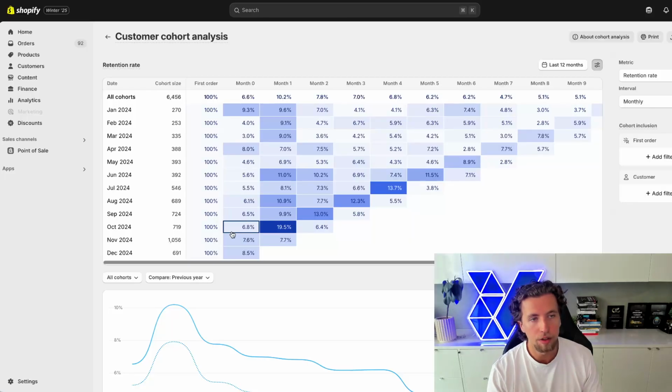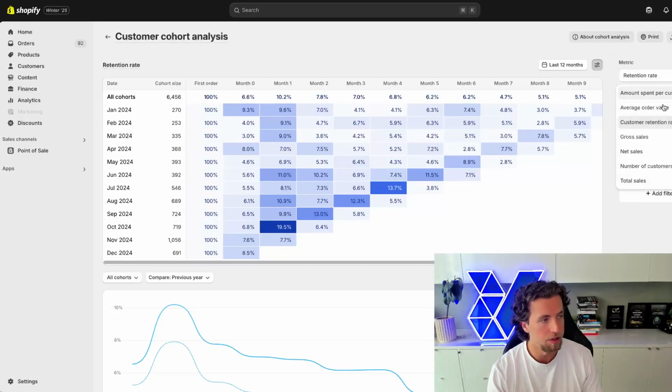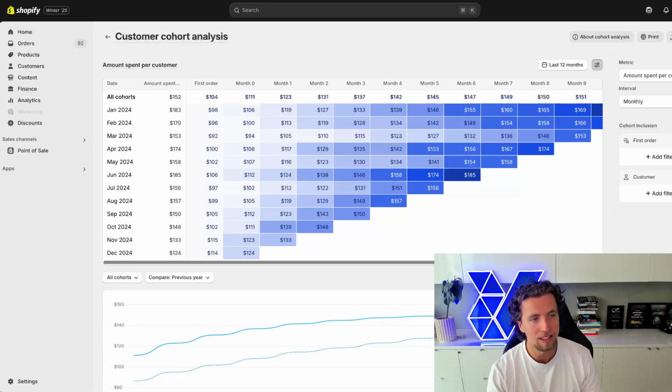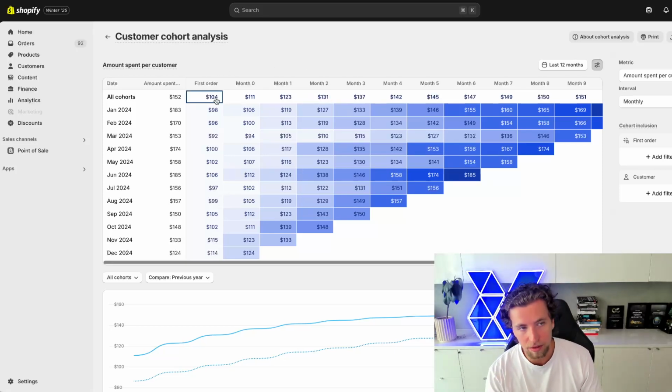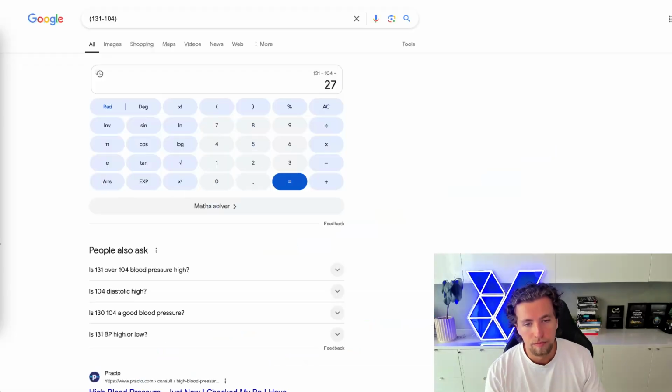And so to see that, you can go into the cohort analysis within Shopify. You can switch over to amount spent per customer. You can look at the first order amount. So for this brand on first order, they make $104 in revenue. And then at month 2, which is the 90-day mark, how much lift is there here? So for context, first order is day 0, month 0 is day 30, this is day 60, and then this is day 90. And so we want to look at the difference between 131 and 104, which is 27.